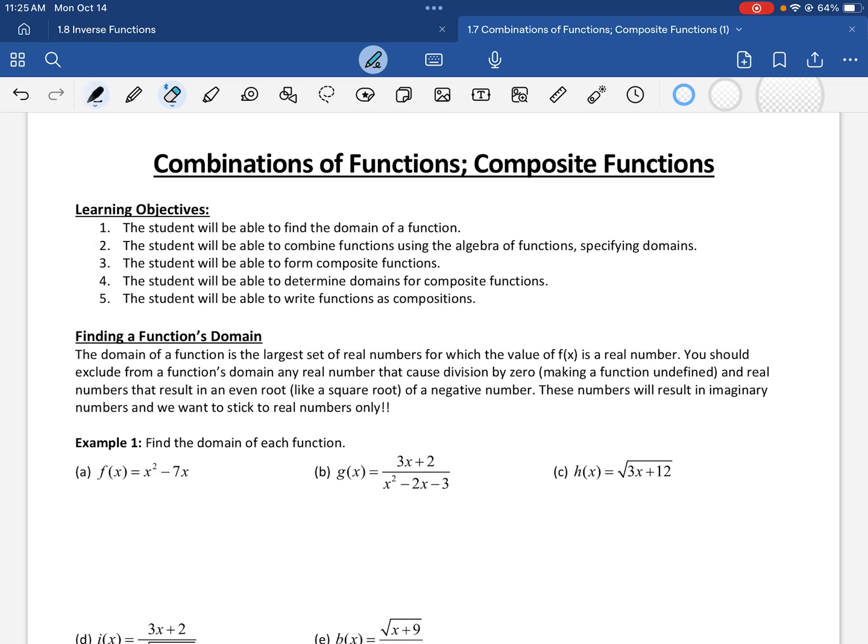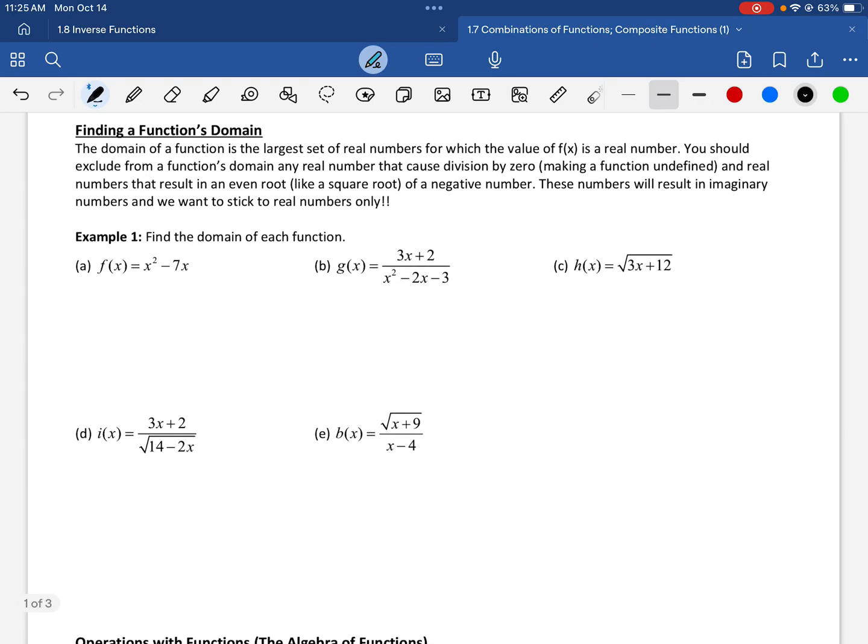All right, in this section we're looking at combinations of functions and compositions. And just to start out, we're going to look at being able to find the domain of a function.